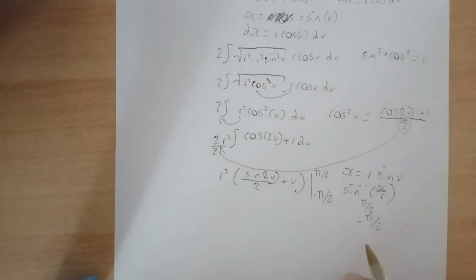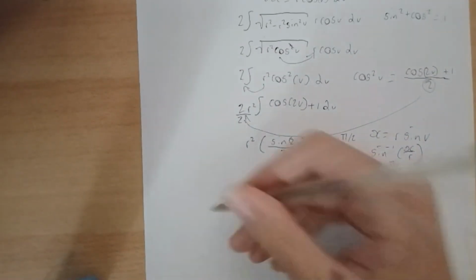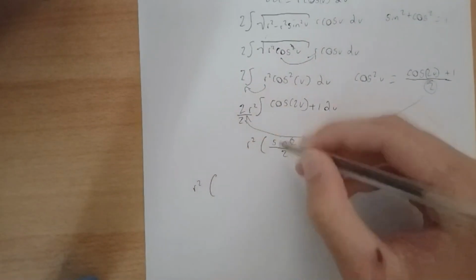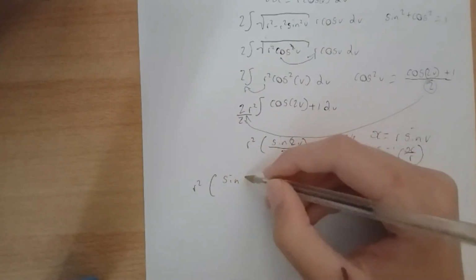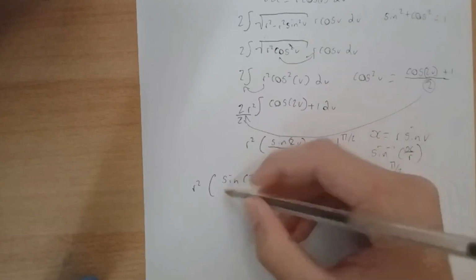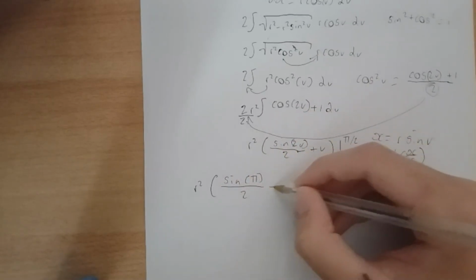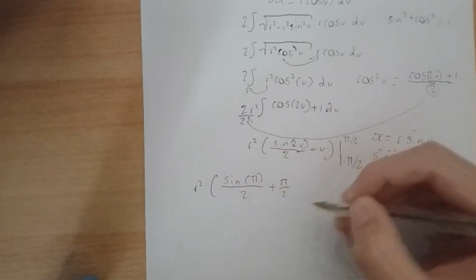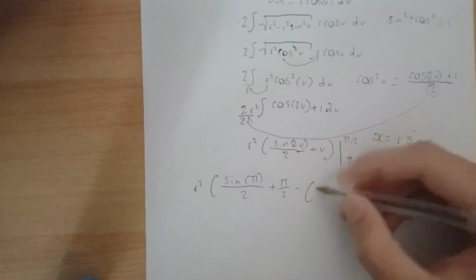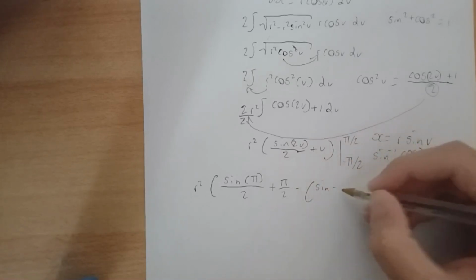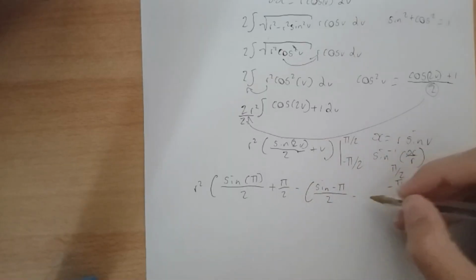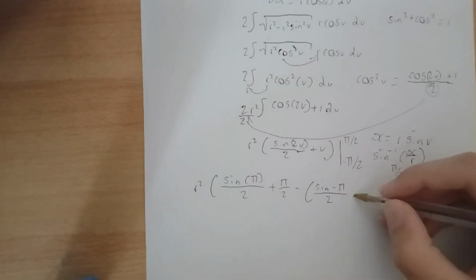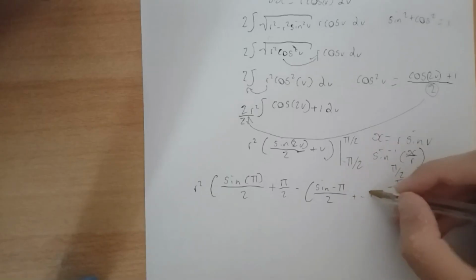So now, if we quickly just evaluate this, we get r squared times sine 2u, which is just pi over 2, plus pi over 2, minus sine of minus pi over 2, plus minus pi over 2.